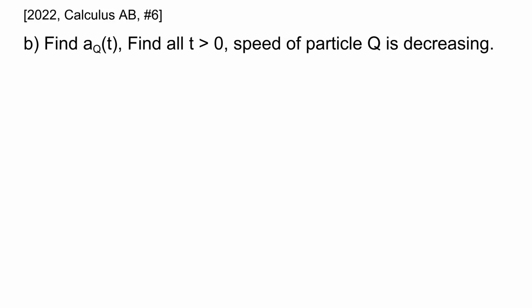In part B of the question, we are asked to find a sub q of t, the acceleration of particle q, and then find all t greater than 0 for which the speed of particle q is decreasing. We're given that v sub q of t is 1 over t squared. This implies that the acceleration of particle q at time t is the derivative of v sub q of t, which is negative 2t to the minus 3.